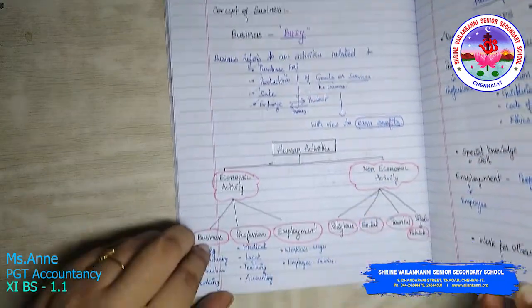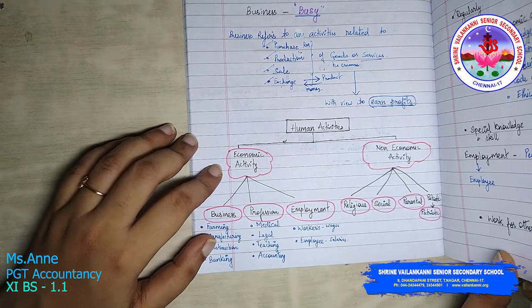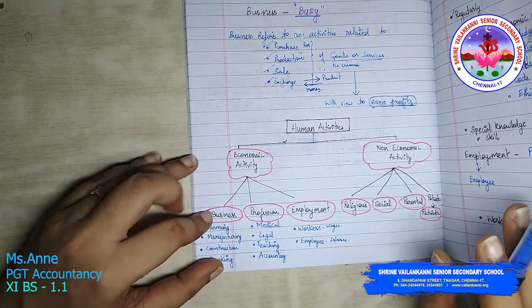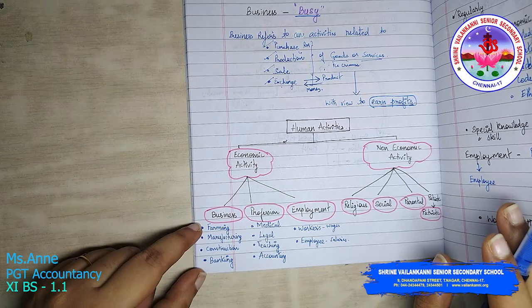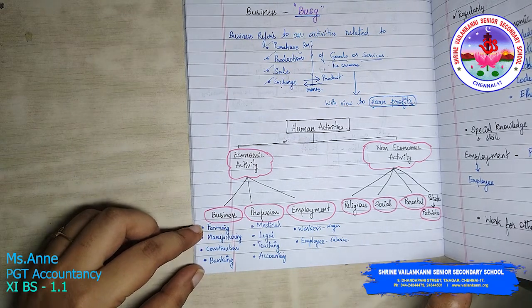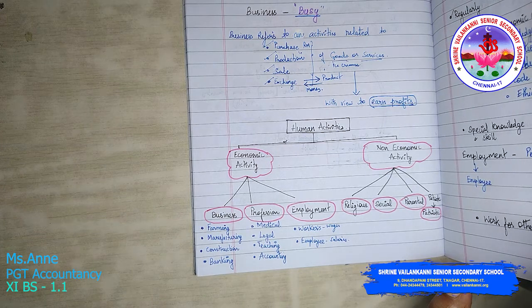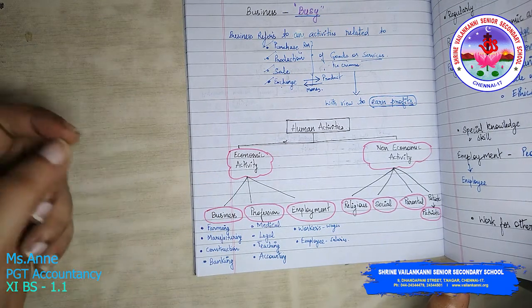Now human activities can be classified into two things: economic activity as well as non-economic activity. Economic activities are further classified into business, profession and employment. Some examples of business are farming. You do farming, you cultivate rice in a paddy field. There's some output at the end of the season. You sell that output and you make profits.